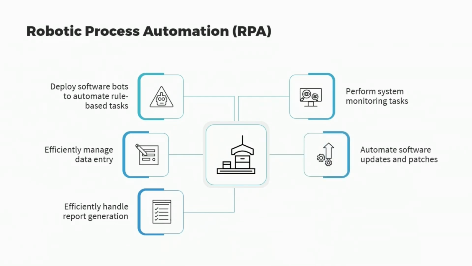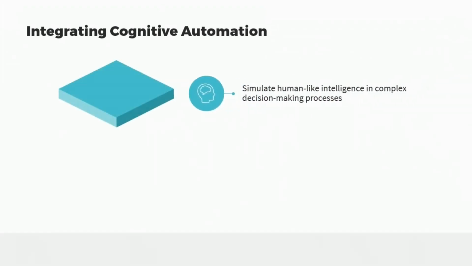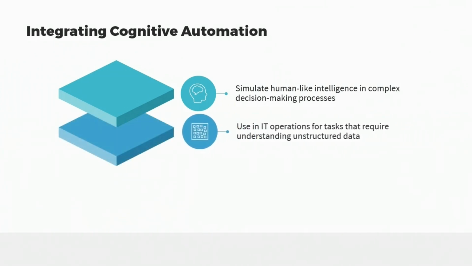And lastly, RPA automates the process of deploying software updates and patches across IT infrastructure, ensuring that systems are always up to date and secure. And by automating those types of tasks, organizations can reduce the risk of security vulnerabilities, improve their compliance, and enhance overall system reliability. The integration of cognitive automation aims to replicate human like intelligence in complex decision making processes, particularly in IT operations and cybersecurity.